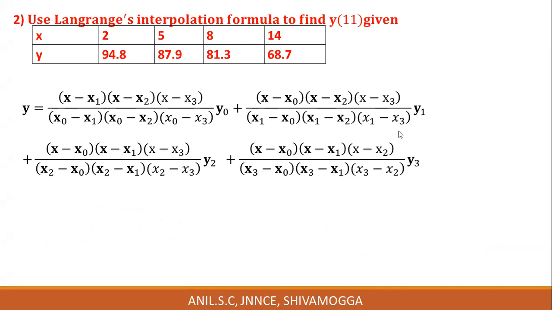Problem: use Lagrange's interpolation to find y of 11, given that when x is equal to 2, y is 94.8. When x is equal to 5, y is 87.9. When x is equal to 8, y is 81.3. When x is equal to 14, y is 68.7.